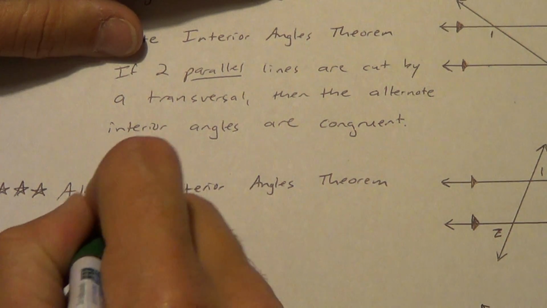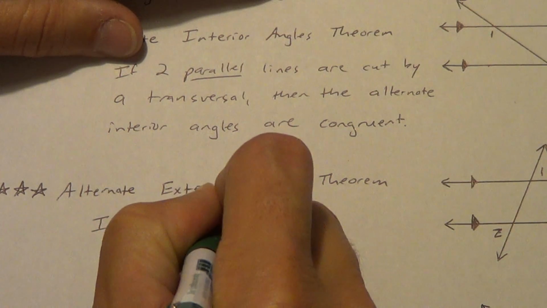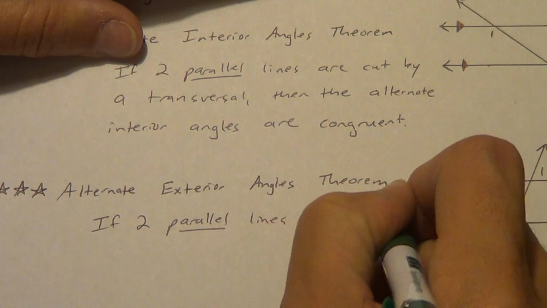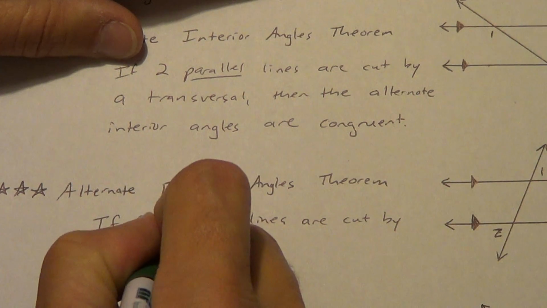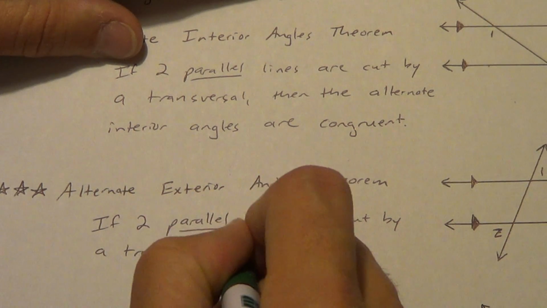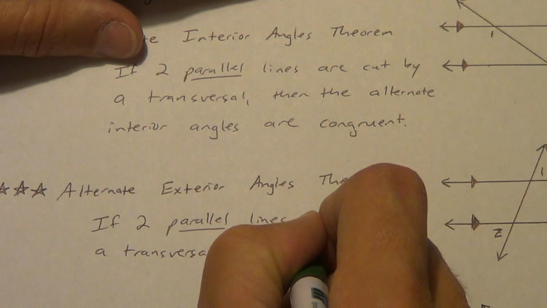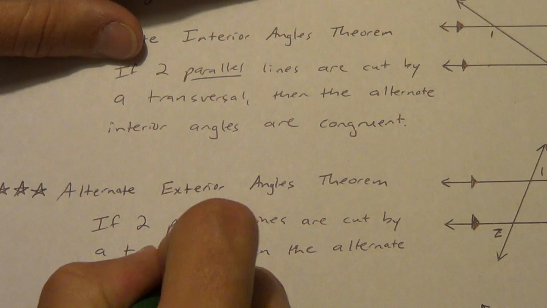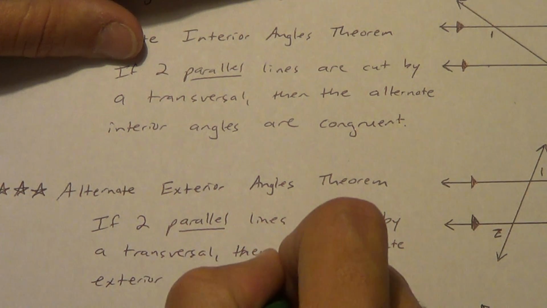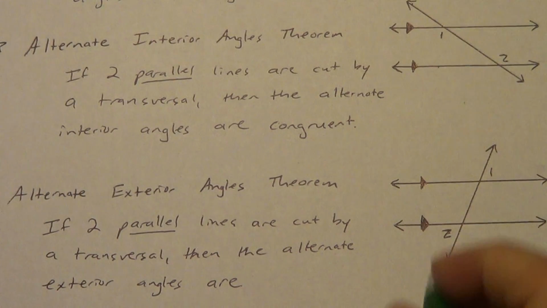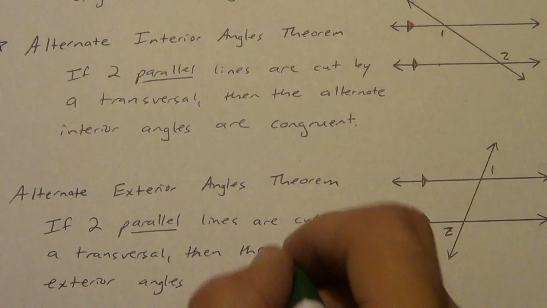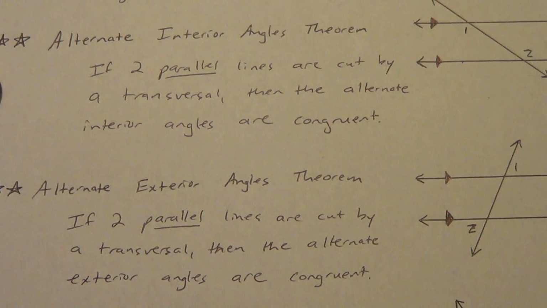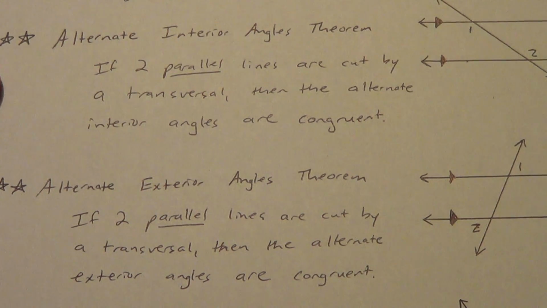If two parallel lines, once again, it has to be parallel lines. If two parallel lines are cut by a transversal, then the alternate exterior angles are, what do you think? Looks like it might be true about 1 and 2 in this case. Looks like they might be congruent again, doesn't it? They are. Okay, but it's a theorem, so we're going to go ahead and prove it again. Okay, go ahead and get that written down, and then we're going to prove this.